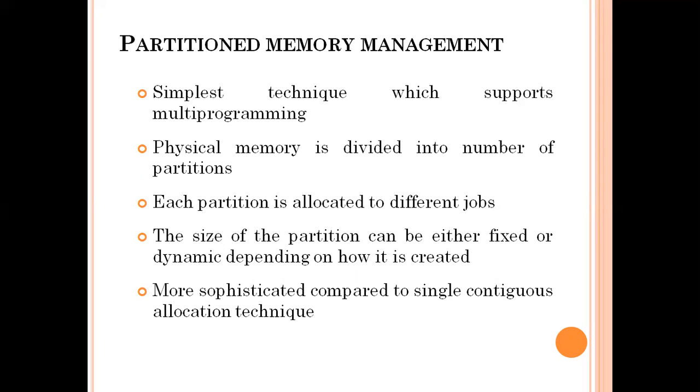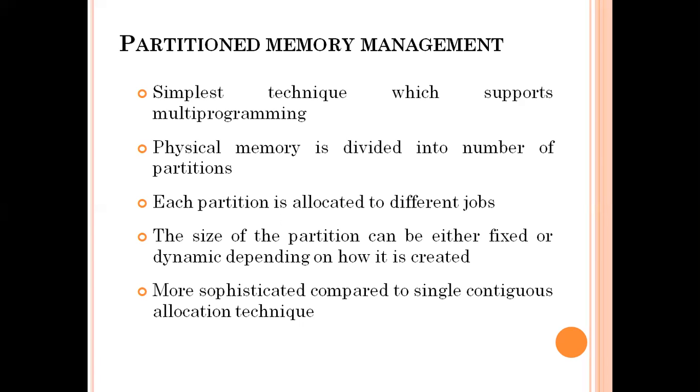Here also, the physical memory is divided into a number of partitions. In single contiguous memory technique, the entire physical memory is divided into only two partitions. The first partition is for the operating system, and all the remaining memory is allocated for a single job. But here, all the available memory other than the area occupied by the operating system is divided into a number of partitions, and each partition is allocated to a different job. Since more than one job is in the memory simultaneously, we call this a multi-programming technique.